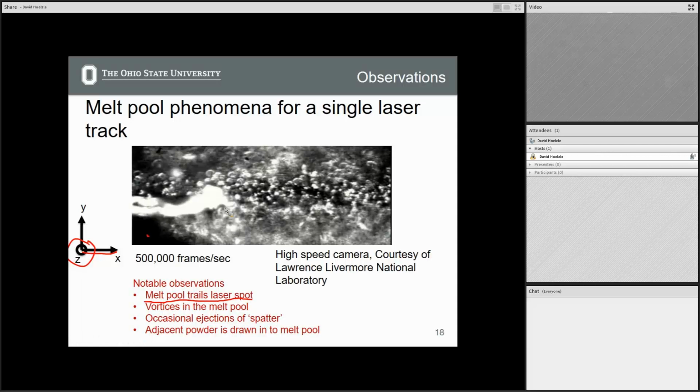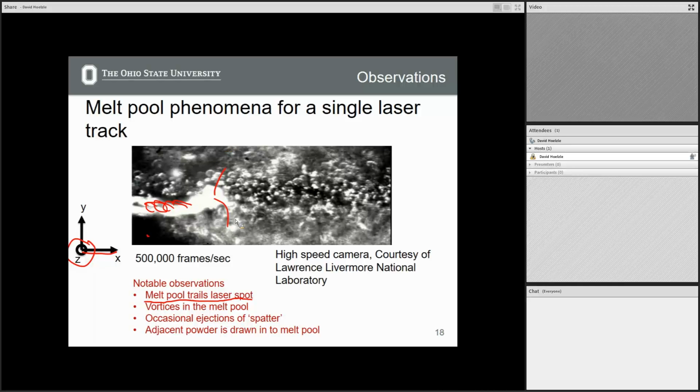What you also see is there's going to be vortices in this melt pool. So basically you start to see kind of metal flowing in this region as this goes along. Occasionally you'll see these ejections of molten metal, what they call spatter, out of the melt pool. We'll discuss why that happens, but basically imagine a laser hits this and now you see these little ejections going on out of this melt pool.